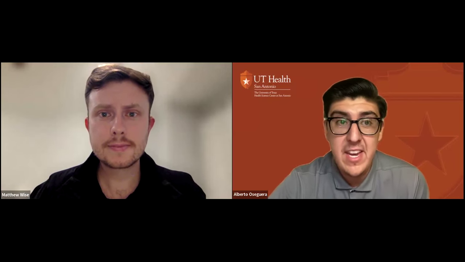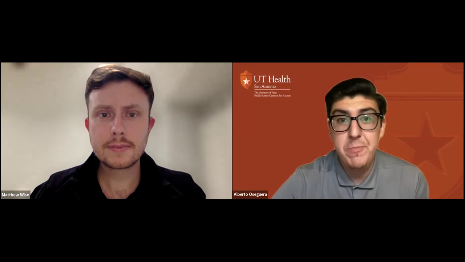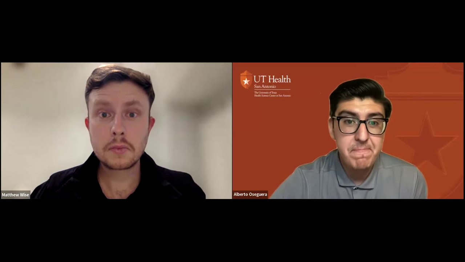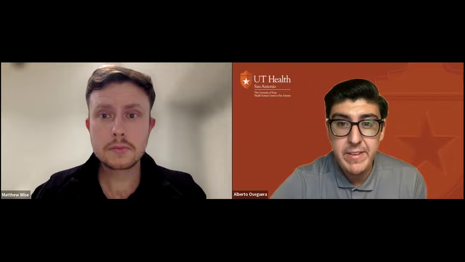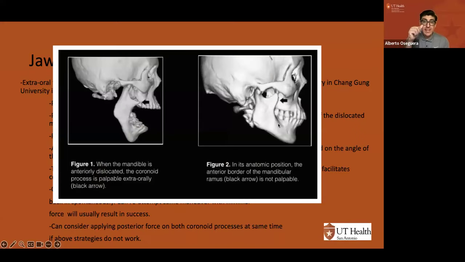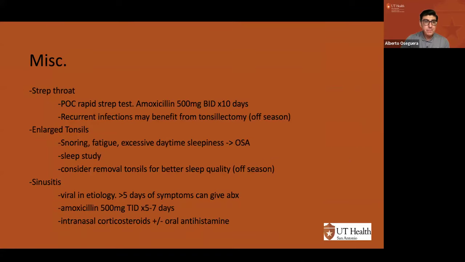Again, the literature, at least for that specific technique, says they have a 100% success rate. A secondary advantage is that you don't have to put your hands inside the mouth, and when you're reducing the jaw, you risk the patient biting you as a provider, and then you have to go through all of that. So look up that technique, and next time you're in the ER, you can try to practice it with a patient.